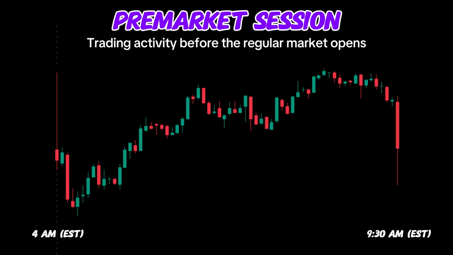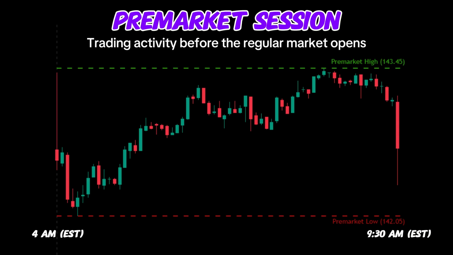Now here's the key. Even though volume is lower and fewer traders are active, this price action still leaves behind important levels that we can use once regular trading begins. These levels include pre-market low, the lowest price reached between 4 a.m. and 9:30 a.m. Pre-market high, the highest price during that same window. These levels act like early support and resistance zones. Why? Because institutions, algorithms, and early retail traders have already reacted there. So when the regular session begins, those same levels often come back into play.